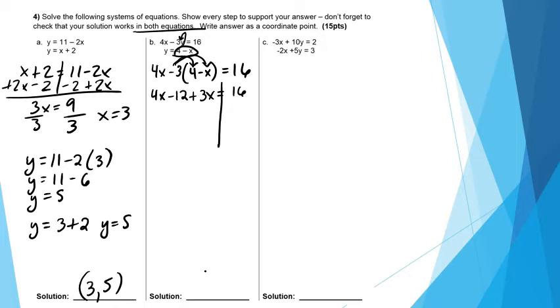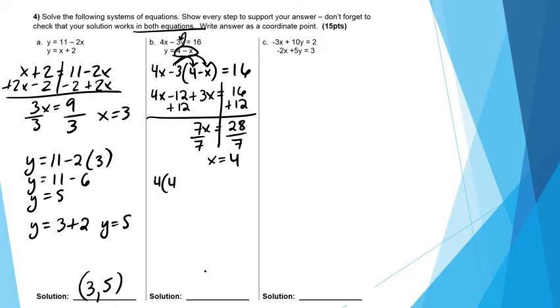Again, I'm going to start combining like terms. So I'm going to add 12 over here. 4x and 3x makes 7x. So 7x equals 28. Divide by 7 on each side. X equals 4. And now I'm going to plug in both equations.